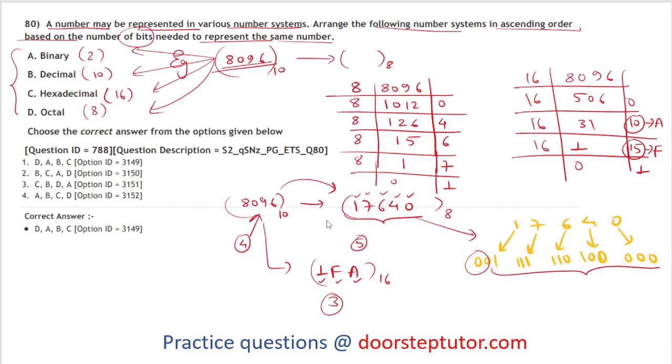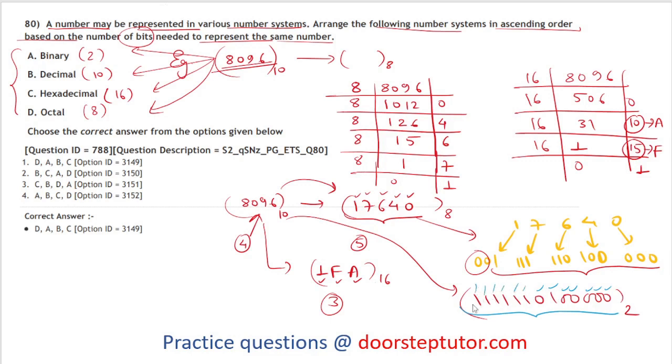So the binary representation of this given number is 1111110100000. Now how many bits are required? Okay, let's count this. 0 1 2 3 4 5 6 7 8 9 10 11 12 13. So we need 13 bits to represent this same number in the binary format.